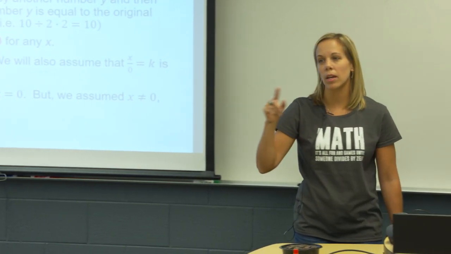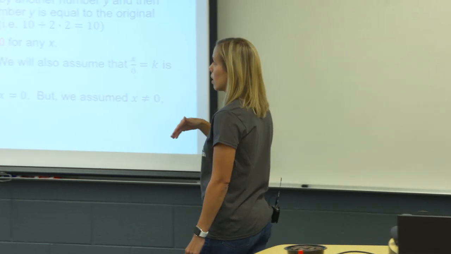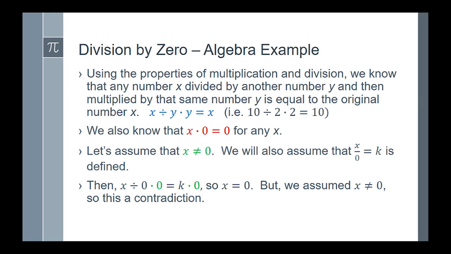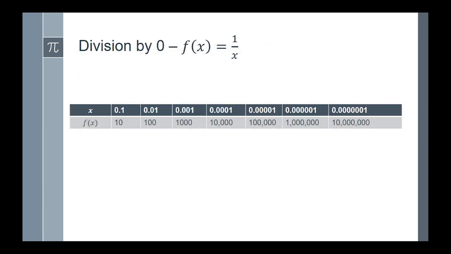This is a problem because we started out assuming that x does not equal 0. So we've just contradicted what we were trying to do. We started with the assumption x does not equal 0, and then we ended up getting x equals 0. So that does not work.